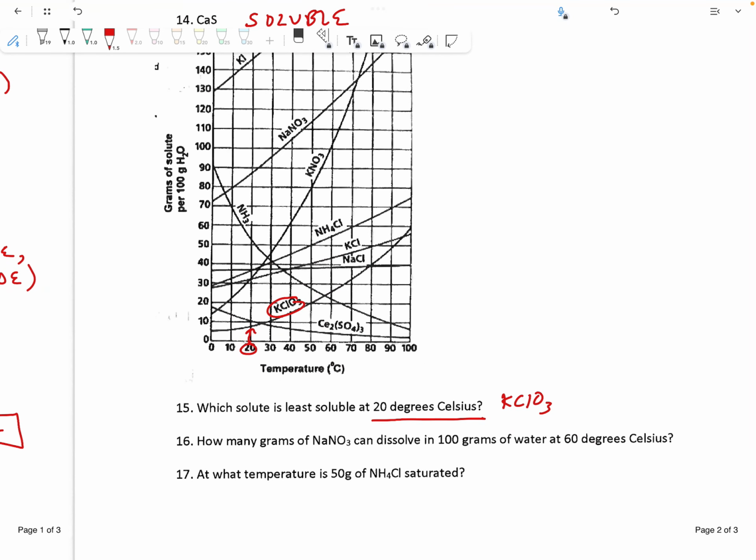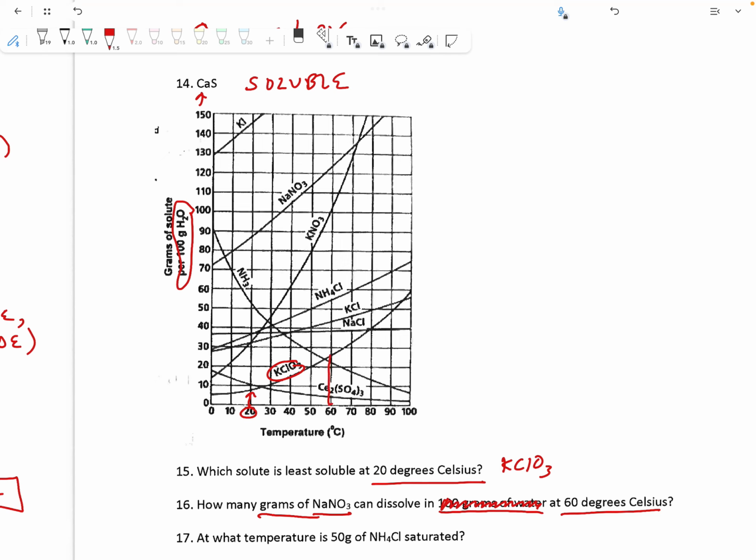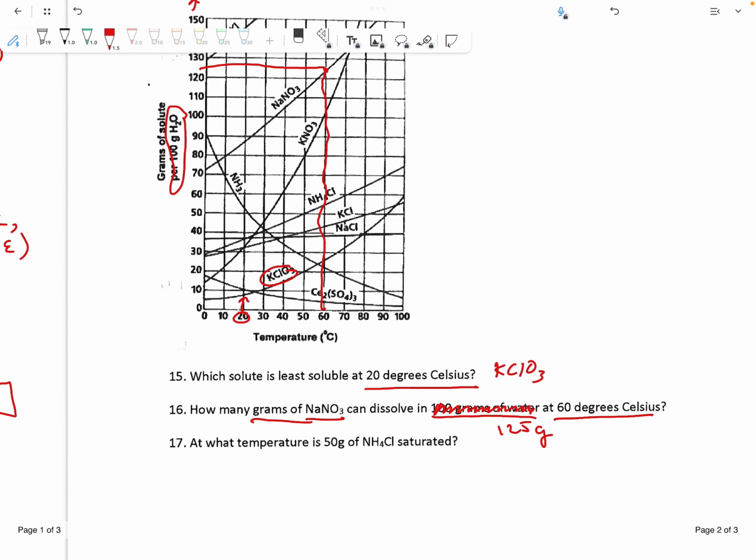All right. How many grams of sodium nitrate can dissolve in 100 grams of water at 60 degrees Celsius? I noticed that a lot of times these numbers kind of get to you and confuse you. But the 100 grams of water is just giving you the units. So we're looking at the mass of sodium nitrate at 60 degrees Celsius. We start at 60 degrees and go all the way up to sodium nitrate. And if we go over, I guess it's around 125 grams or so.